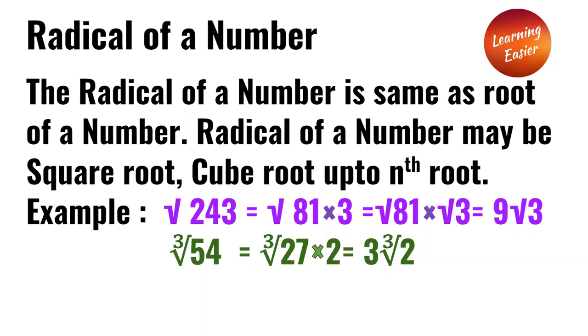Example, square root of 243 is equal to the square root of 81 times 3, which is equal to the square root of 81 times the square root of 3, which can be simplified into 9 square root of 3. Cube root of 54 is equal to the cube root of 27 times 2, which is equal to 3 cube root of 2.